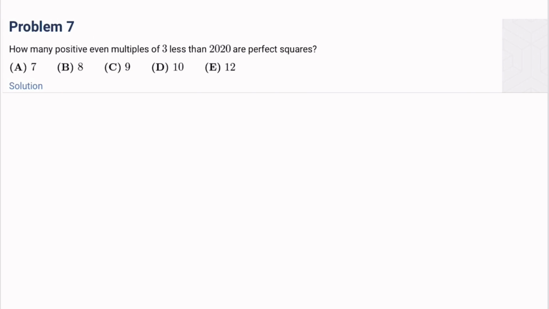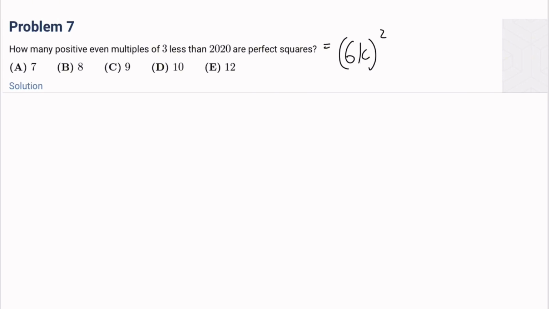Number 7, how many positive even multiples of 3 less than 2020 are perfect squares? Okay, so first it said that we want even multiples of 3. So that means this is a multiple of 2 and a multiple of 3 at the same time. So that means it's a multiple of 6, but then they have to be perfect squares, so they have to be multiples of 36, right? And so if it's a perfect square, this would be something like (6k) squared, right? Because the 6 is there because they have to be even multiples of 3, and this has to be a perfect square, so it should be (6k) squared, kind of like that, right?